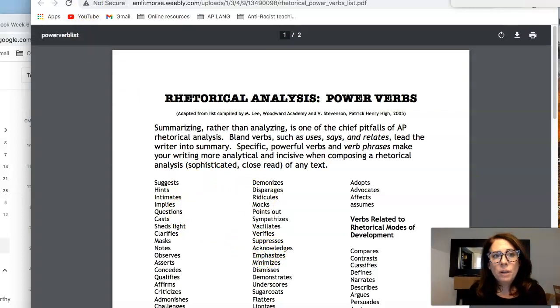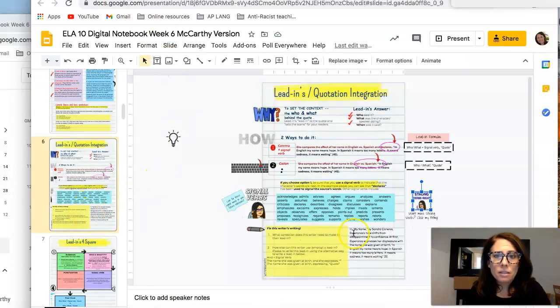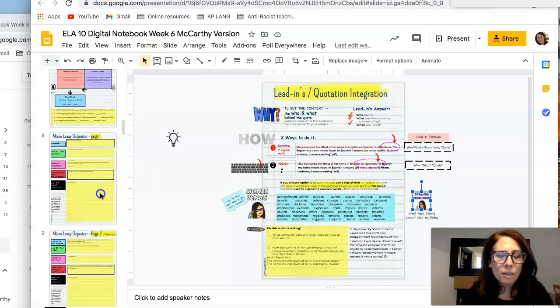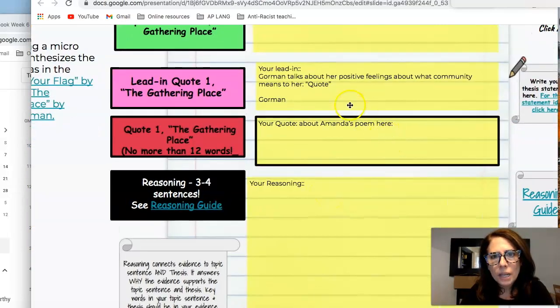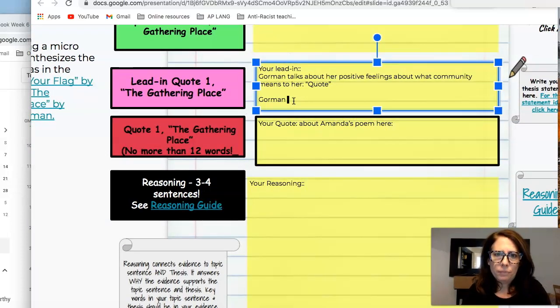So if I want to go back to page 8, sorry, and I'm writing, I might say Gorman expresses. That's neither positive nor negative. You can use that for both poems, lead-ins. Gorman expresses her love for community. Great. Oh, guess what? I could put a colon. That's a complete thought, but I wanted you to get into a signal verb.